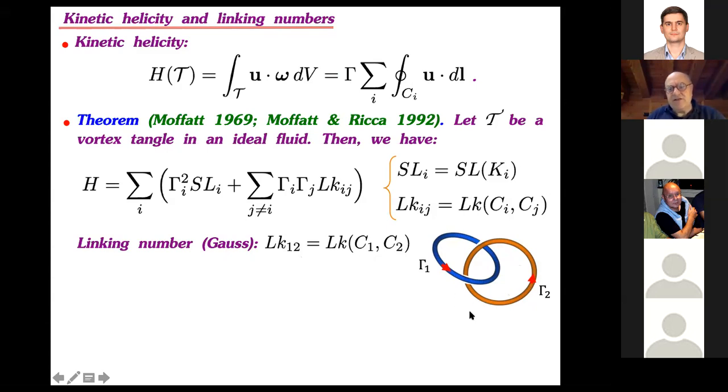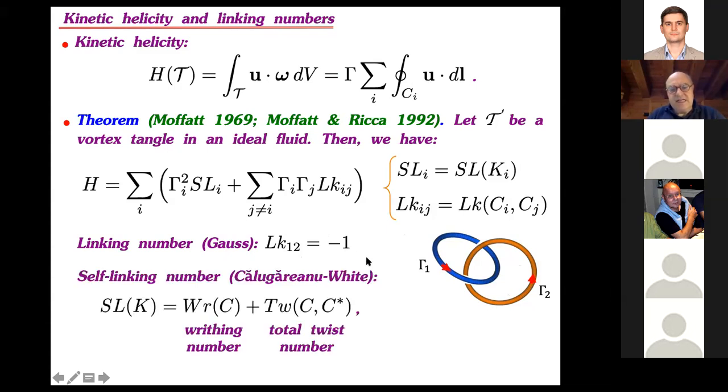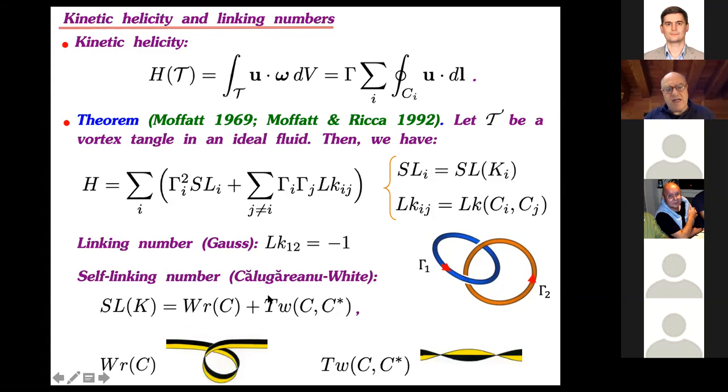In the particular case of the picture, it is a Hopf link, and there is a negative crossing here, so the result is -1. The self-linking number is due to work of Calugareanu, extended by White, and can be decomposed into two contributions, the writhing number and the total twist number. It's very important to remember these two decomposition. Self-linking is topological in character, whereas it is made by these two quantities, writhe and total twist, which are geometric in character. So two global geometric quantities that sum together give a topological quantity.